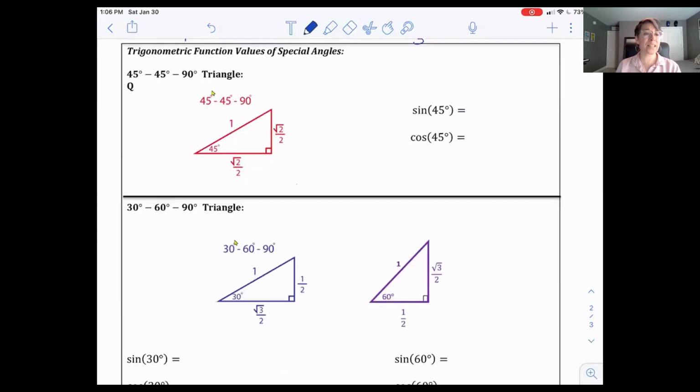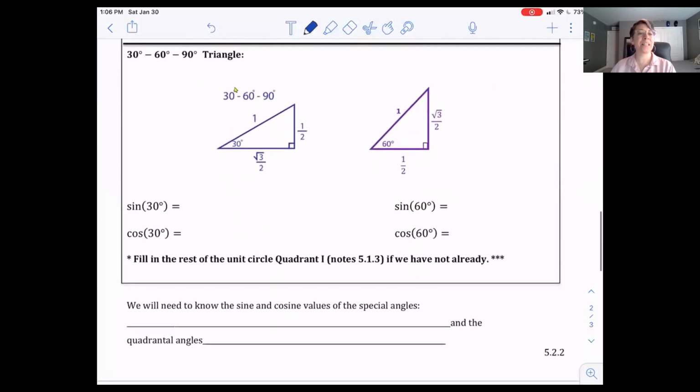So in this first rectangle here, we're focusing on a 45, 45, 90 degree triangle. So we have a radius of 1. Our x value would be rad 2/2, and our y value also rad 2/2. So our sine value for 45 degrees is our y value of rad 2/2. Same thing for cosine of 45, it's just the x value of rad 2/2.